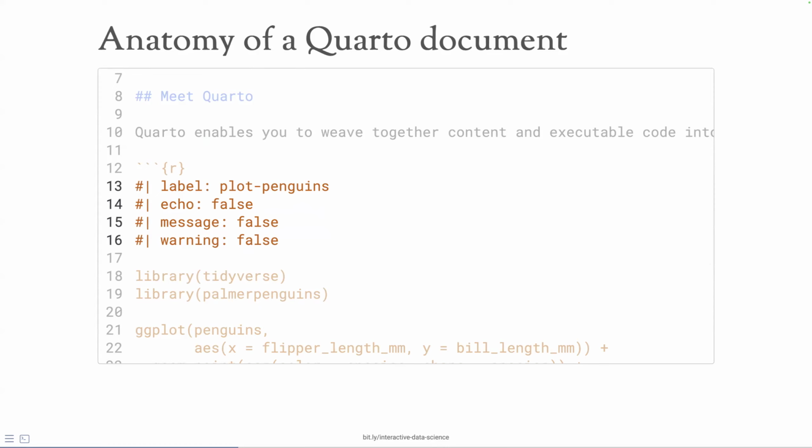So in this case, it's saying label this plot penguins. Echo is false means that you do not want to see the actual code chunk. All you want to do is see the output. Message and warning is if this code produces a message and warning, do not show it. And there are other kinds of things in terms of handling how things are actually rendered when you render your document from a QMD file to, say, an HTML document.